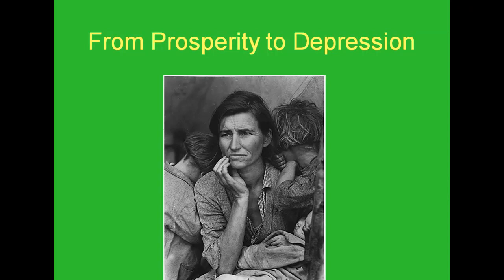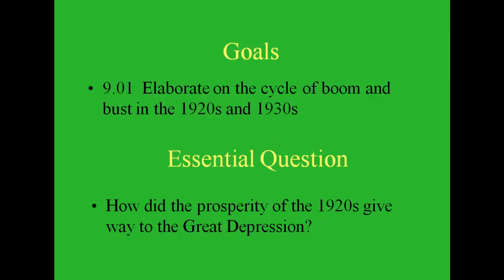Now we're ready to start. In this presentation, we're going to talk about the transformation in the United States from prosperity to depression. We're talking about Goal 9, and in this presentation we'll deal with Objective 1, elaborate on the cycle of boom and bust in the 1920s and 1930s. The essential question we'll answer is, how did the prosperity of the 1920s give way to the Great Depression?